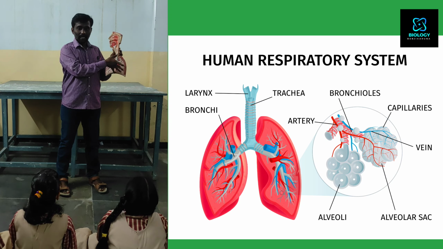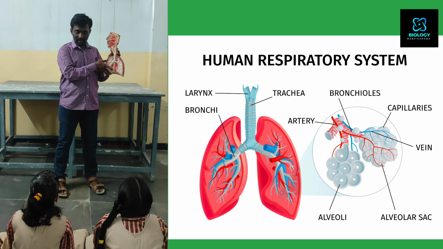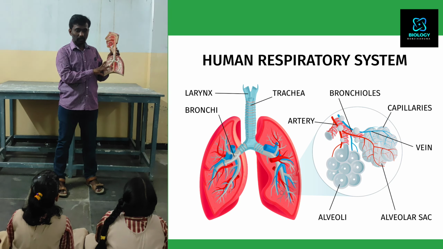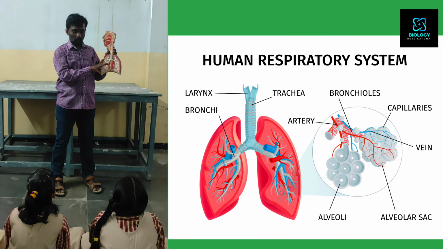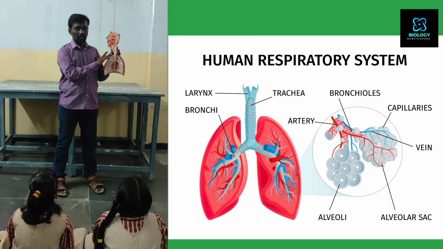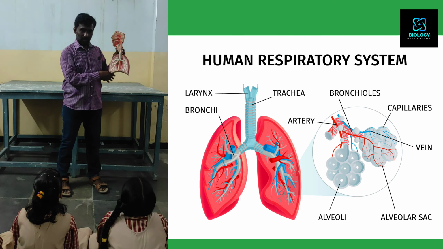The ribs are present in 12 pairs. Seven are true ribs, and the remaining five are false ribs. Okay, right. That's it.